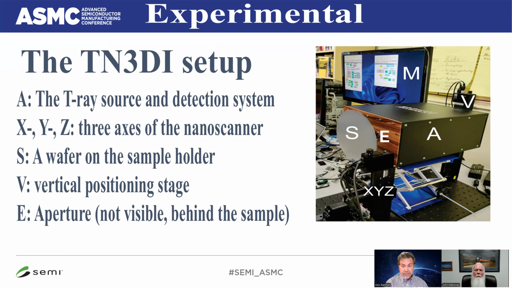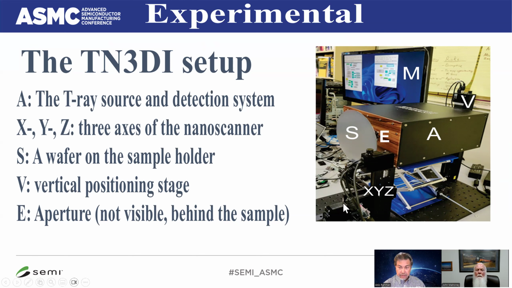So the setup of the experiment or the instrument is shown here in a different configuration. As you can see, the main box A holds all the circuitry, the T-ray source, detection system, and everything.